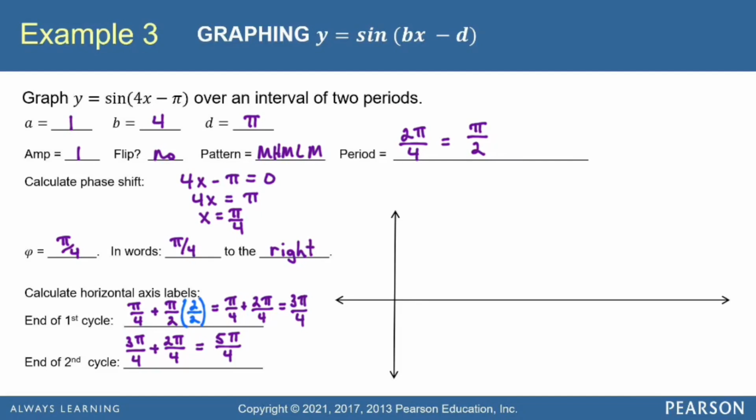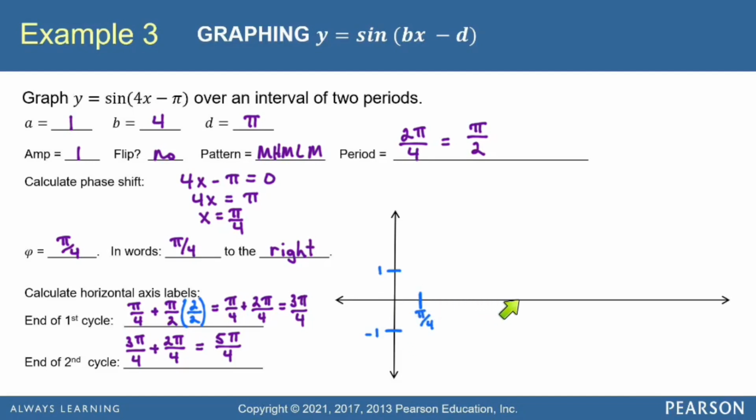Okay, now we're ready to set up our axes. On the vertical axis, we know that amplitude is 1, so we'll have positive 1 and negative 1 on the vertical axis. On the horizontal axis, we know that the initial mark for the first period needs to go at pi over 4, so that's positive, so that's going to be to the right of the y-axis. That's why we say the phase shift is pi over 4 to the right. Okay, so I will put a mark a little bit to the right of the y-axis, and I'll call that pi over 4.